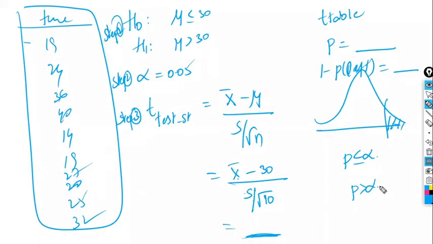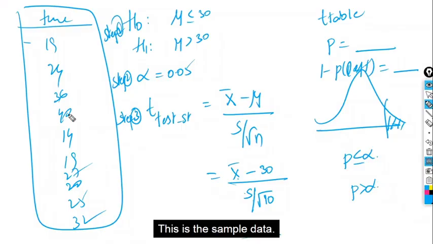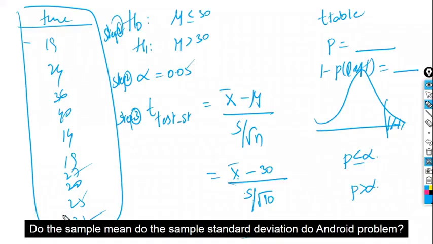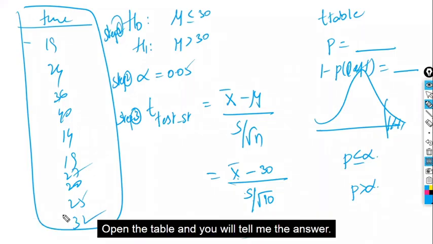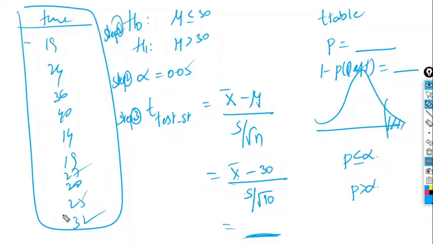Can you do it now? This is the sample data. Do the sample mean, do the sample standard deviation. Do the entire problem. Open the T-table and you tell me the answer. Completed.